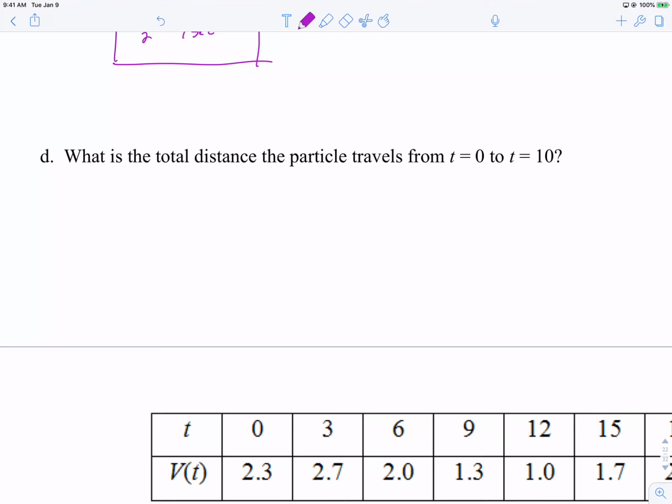What's the total distance? So here's the one where we're going to do the same thing as before, but instead we're going to add. So the total distance would be the absolute value of the integral. And you already calculated those areas. We had 20 minus 4. Well, now it's going to be 20 plus 4. So it's going to be 24 feet is the total distance.